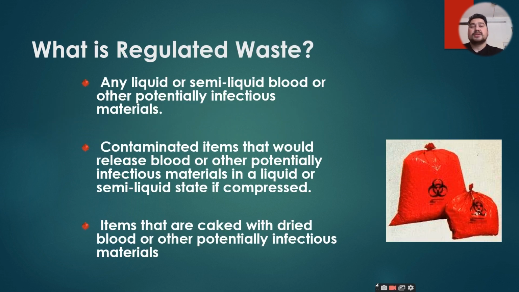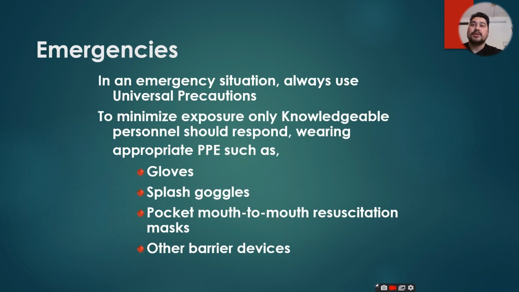What is regulated waste? Any liquid or semi-liquid blood or other potentially infectious material is called regulated waste. Contaminated items that would release blood or other potentially infectious material in a liquid or semi-liquid state if compressed are regulated waste also. Items that are caked with dried blood or other potentially infectious material are also regulated waste. So these are the regulated waste.